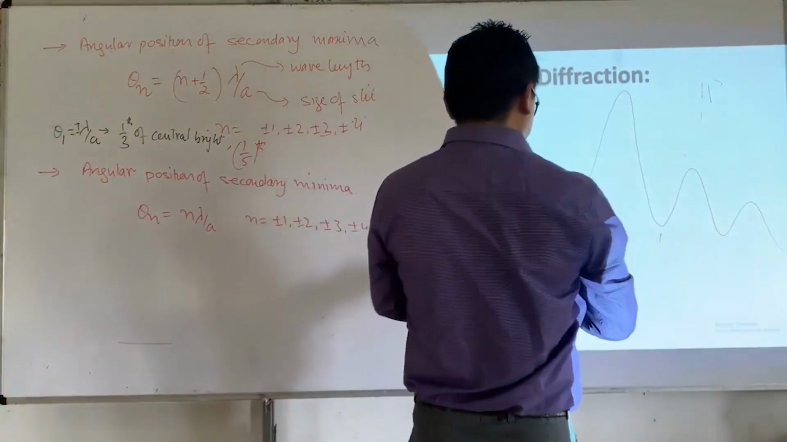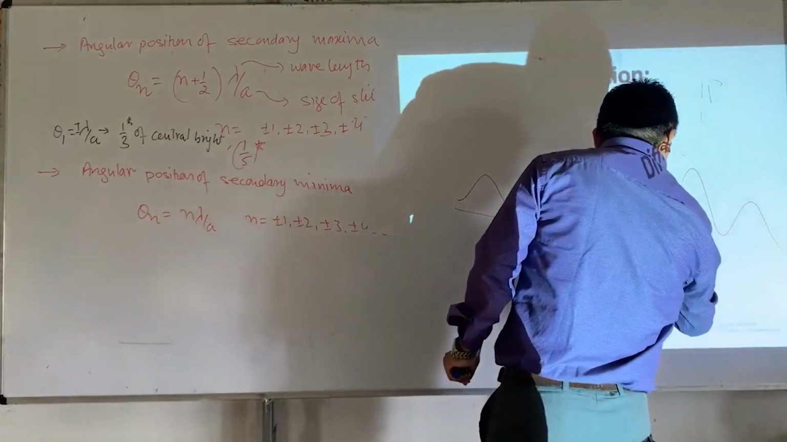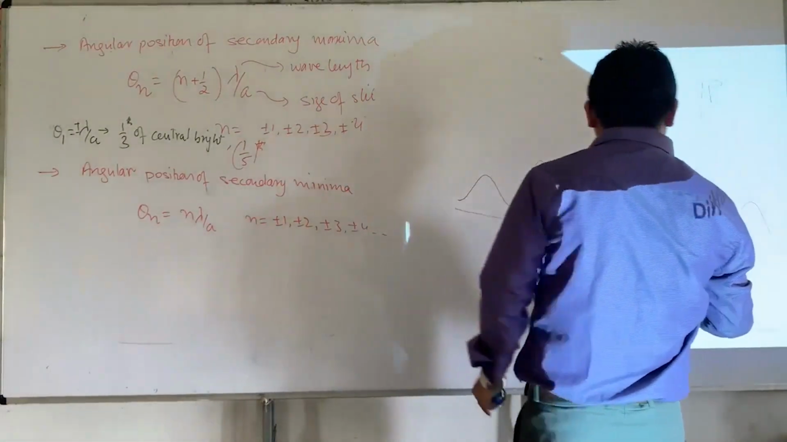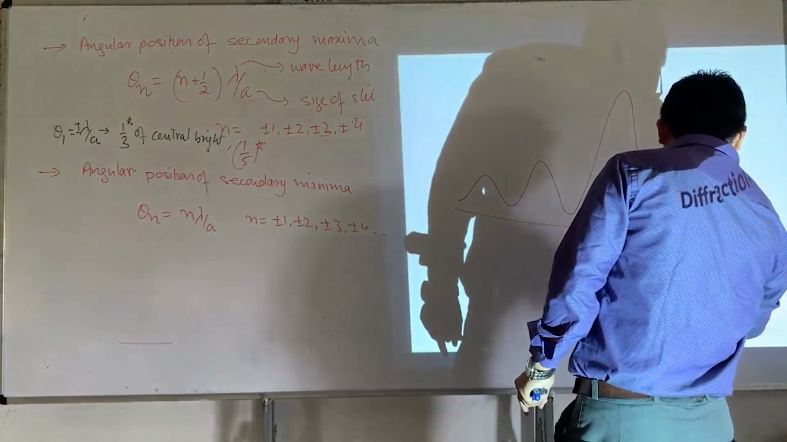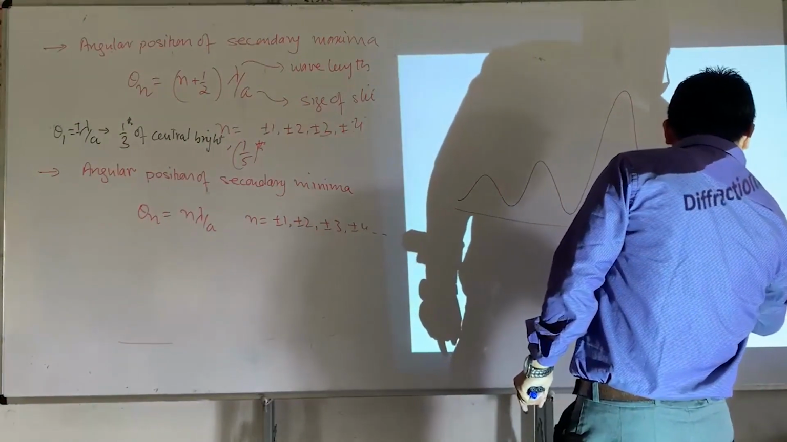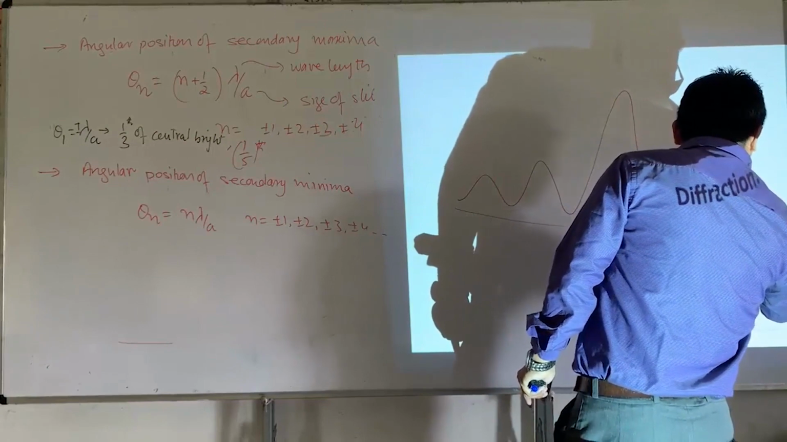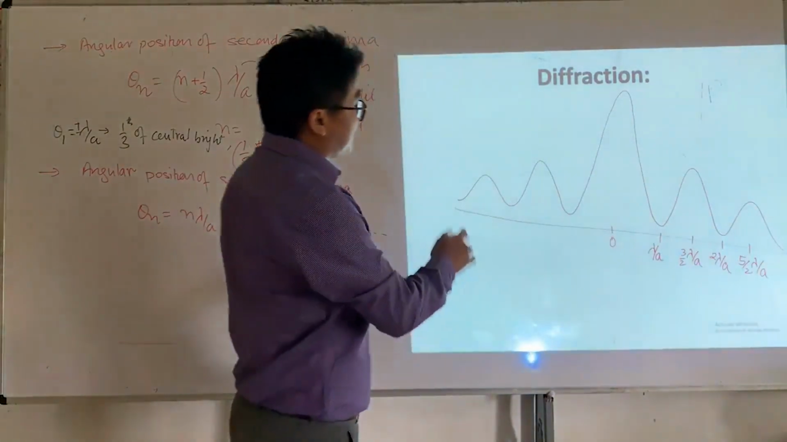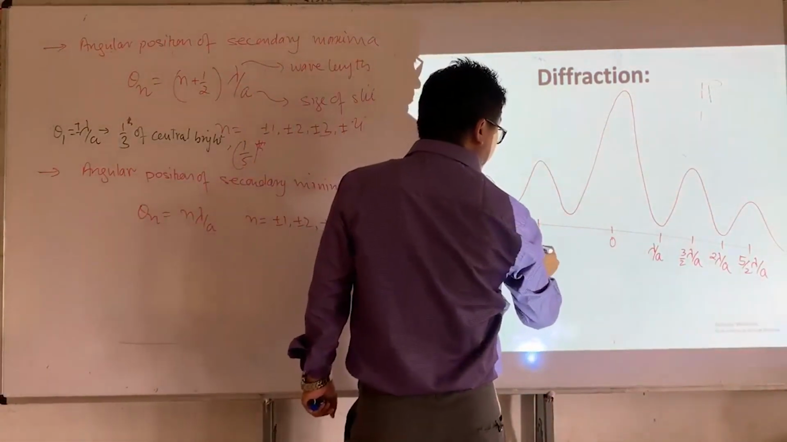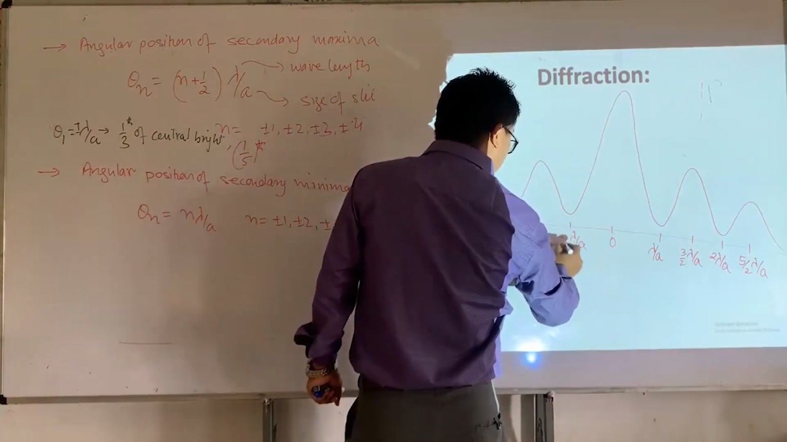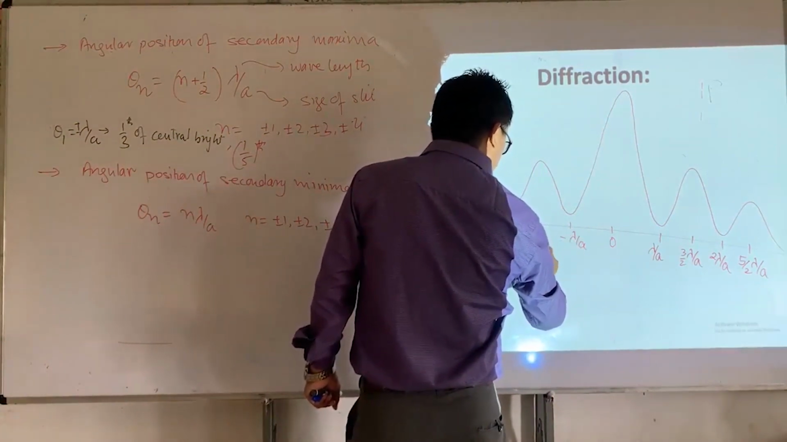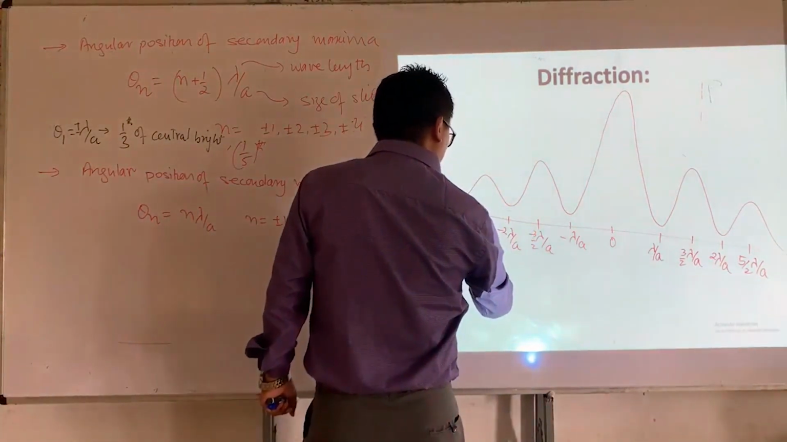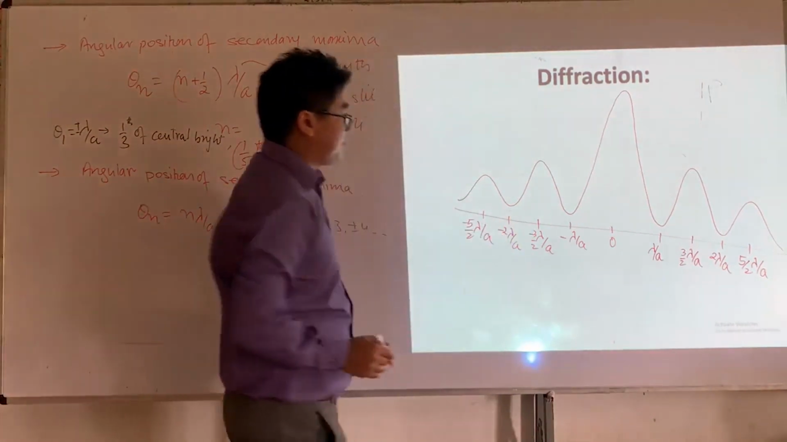What is this position? This position is going to be lambda by A. What is this position? This position is going to be 3 by 2 lambda by A. This position is 2 lambda by A. This position is equal to 5 by 2 lambda by A. These are the positions, central right. And what is this position? Minus lambda by A, minus 3 by 2 lambda by A, minus 2 lambda by A, minus 5 by 2 lambda by A. These are the positions.